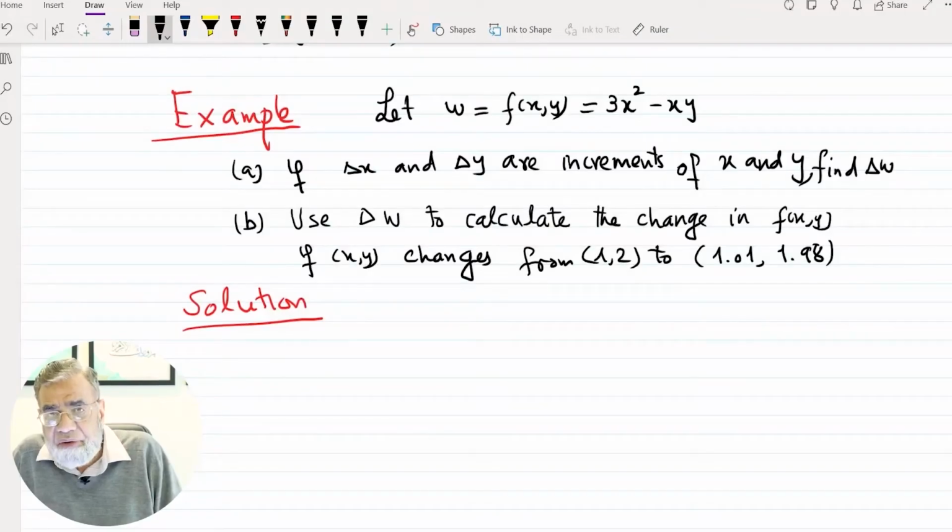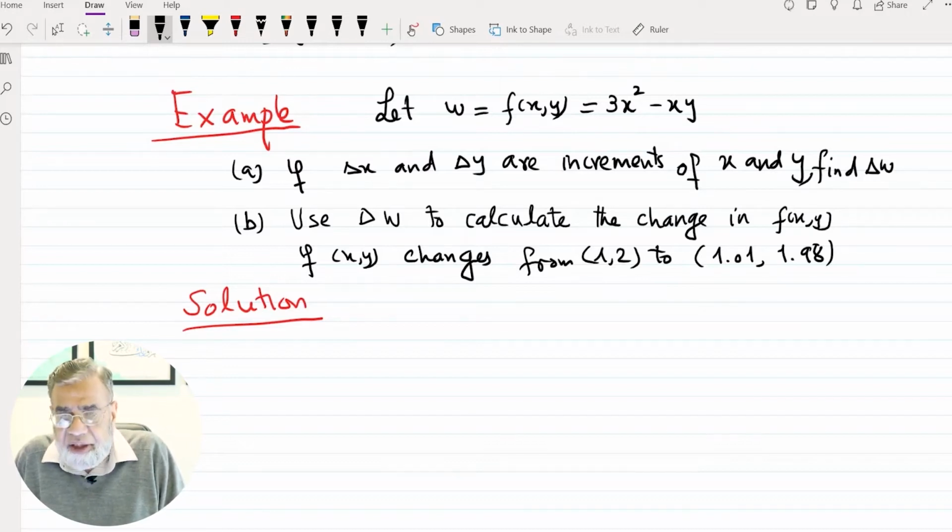In the present example, we are given the function f(x, y) = 3x squared minus xy, and we say if delta x and delta y are increments of x and y, we want to find delta w. That's we are given delta x, delta y, and we want to find delta w, the change in the function.